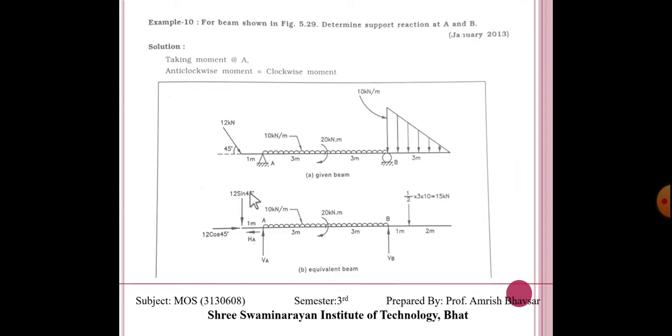So here first we have to take components of this 12 kilonewton force, vertical and horizontal. It is 12 sine 45 and here it is 12 cos 45. Now here there is a simple support or hinge support. So we will get two reactions, VA and HA. Now this is a UDL and it is a moment, so it is very simple for us.